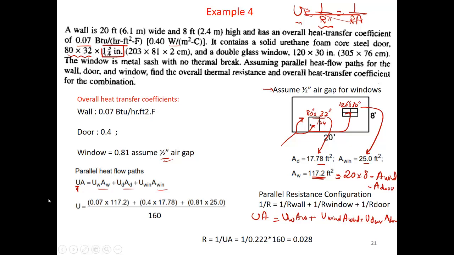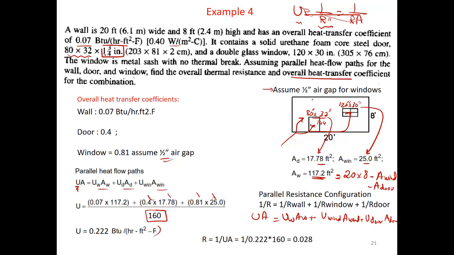So we'll just plug in the numbers, 0.07 times 117 for the wall, and then for the door, and that's 0.81 for the window, divide by the total combined area, which is simply 20 times 8, so that's 160. We're going to get U equal to 0.222 BTU per hour foot square Fahrenheit. So that's the overall heat transfer coefficient.